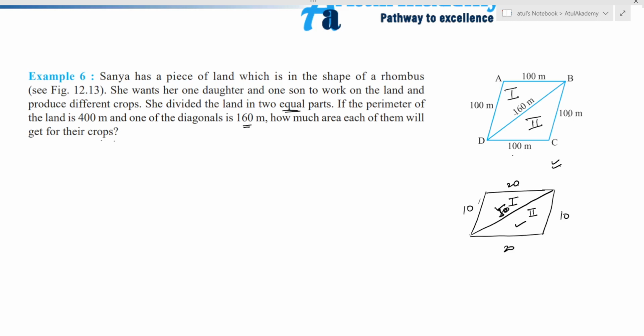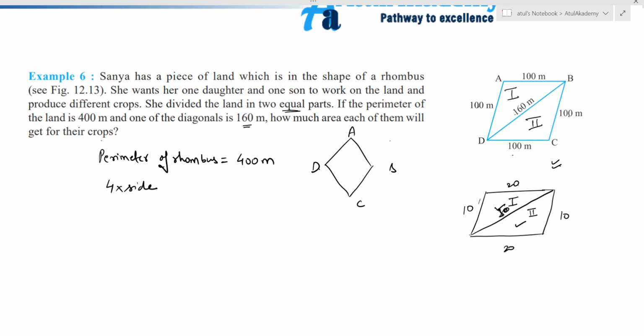Now students, here the figure is given to you. Suppose the figure is not given to you and they say that you have a rhombus. Let's say we make a rhombus ABCD. And then they say the perimeter of the rhombus is 400 meter. We know the perimeter of a rhombus is 4 into side because all the sides are equal in a rhombus. So that's 400. So the side you will get as 400 by 4, which is 100 meter. Clear how to get the side when the perimeter is given for a rhombus?